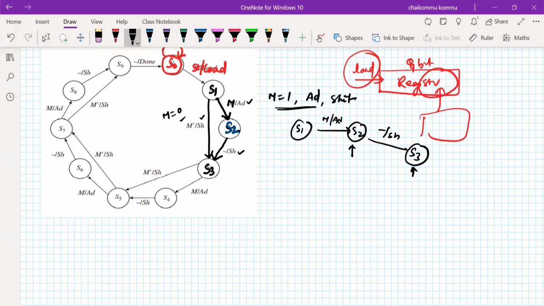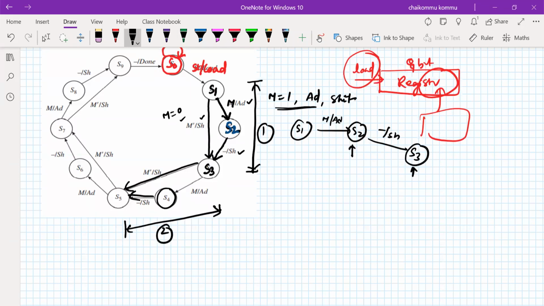There is no need to go to the S2 state, because the addition operation is not needed and the shifting operation will be done at the S3 state. That's what we can do. So this is completed for 1 bit. For the second bit, the same thing will be repeated. If M is equal to 1, the state S4 comes and shifting happens immediately; otherwise, it goes directly on. So this is for the second bit, the second shift operation. Similarly, here is the third bit.